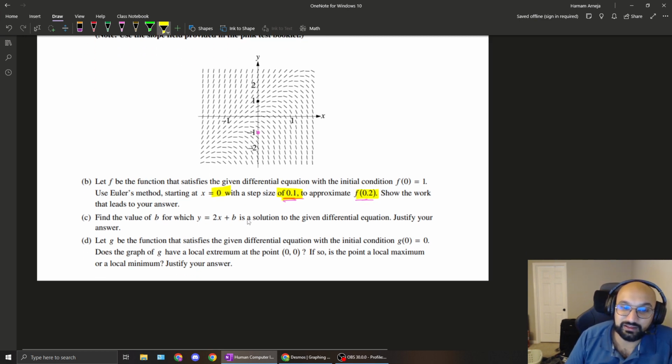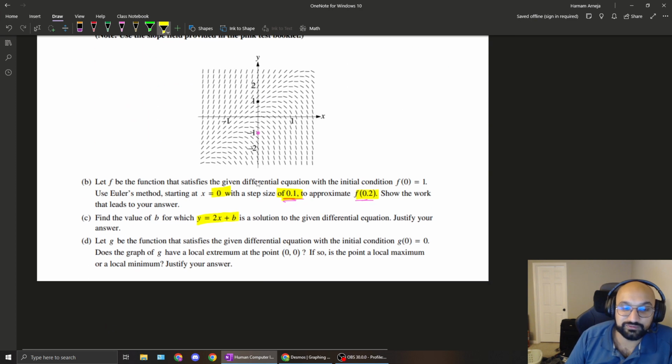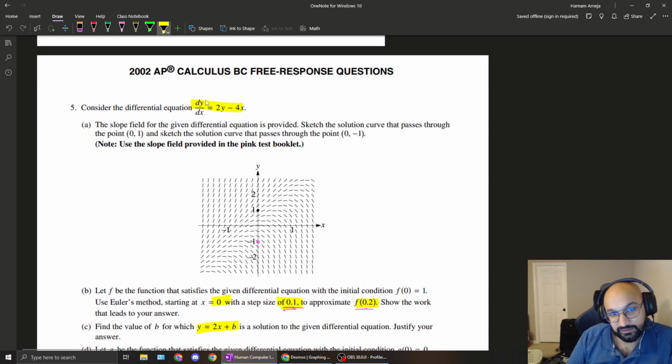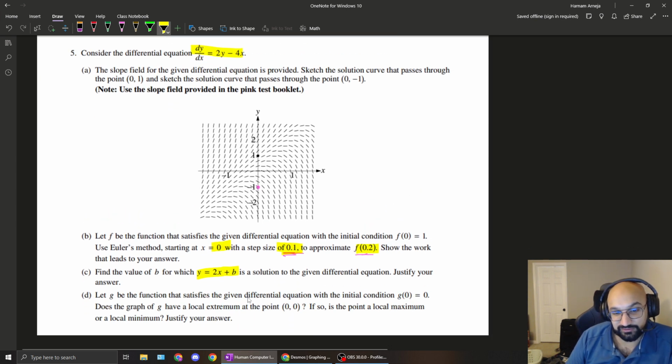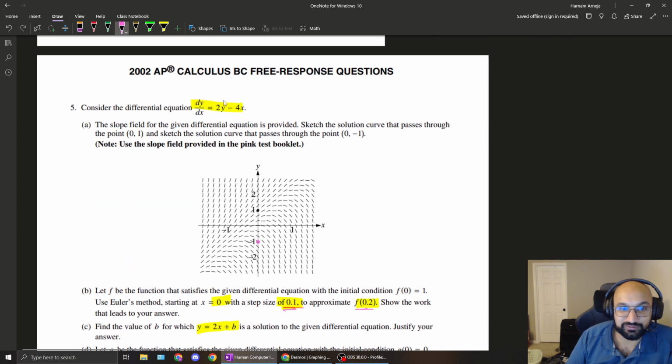It tells you this is a solution. Justify your answer. So you're just going to plug this guy into the derivative and solve. And finally, G is a solution and it has an extreme at 0, 0. Is this point a local max or min? So it's telling you G is some solution. You don't have to solve for it. It gives you G of 0, 0. And it asks, does it have an extrema at the point 0, 0? So you'd plug in 0, 0 and tell me what happens to dy dx.